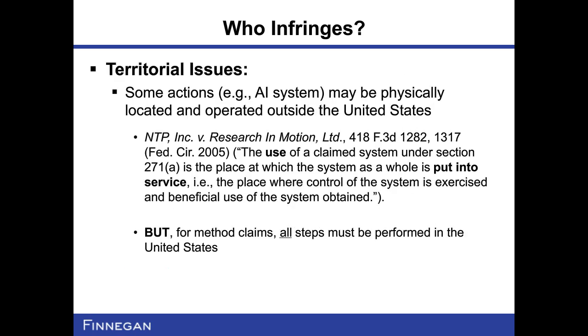And sometimes when it comes to AI, there may be an extraterritorial aspect to the infringement analysis. So some actions, like the AI system, may be physically located outside of the United States. And so in this situation, you would apply the NTP case. And in that case, it says that the use of the claimed system is the place where the system as a whole is put into service, the place where control of the system is exercised. So infringement may be found even if a component is outside of the United States in the case of infringement relating to a system and apparatus claim.